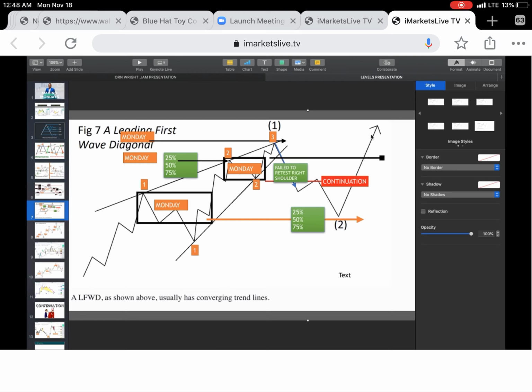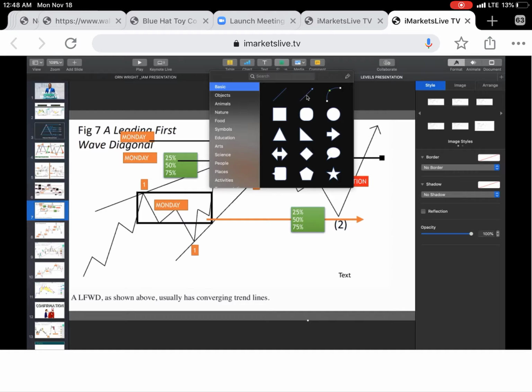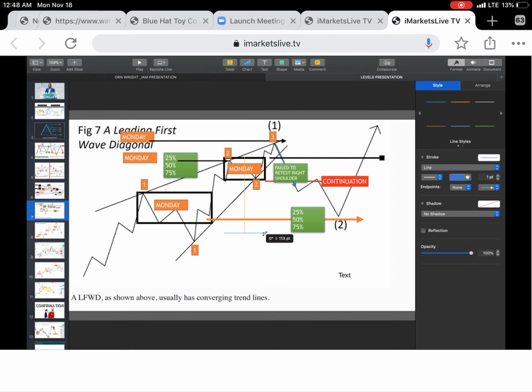So now when this market comes up to this zone here, forget about this going up here. Now we can look for that left shoulder, that right shoulder right around the zone here, and take the market down.